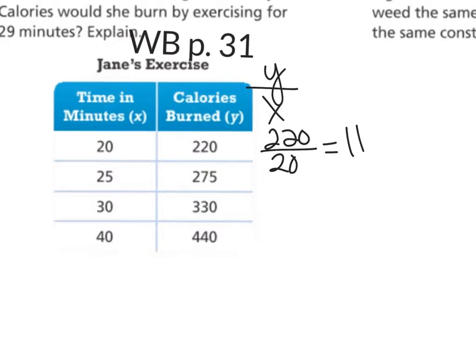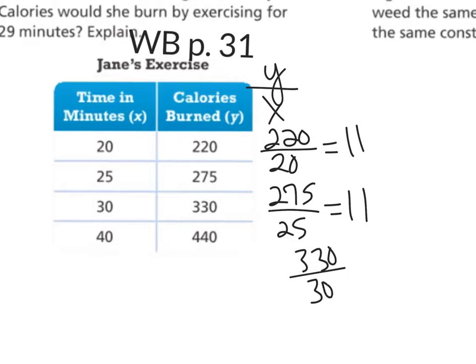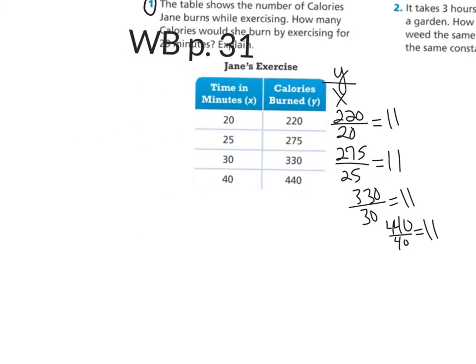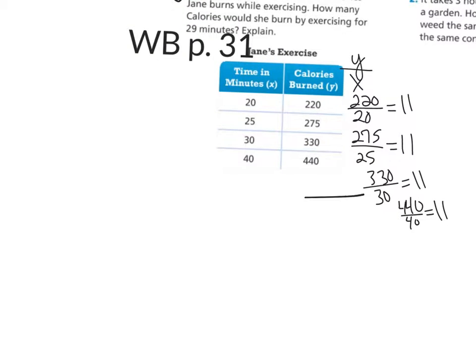We need to actually make sure and verify that this is actually proportional before we can go any further. So what we would really want to do next is take 275 divided by 25, which is 11. 330 divided by 30 is 11. 440 divided by 40 is 11. Okay? Since all of those came out the same, we know it's proportional. Now we know we can use our proportional reasoning in order to work this out. So when we got 11s for all those, we know that means it's 11 calories burned per minute.